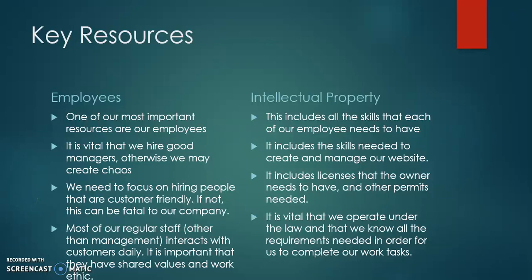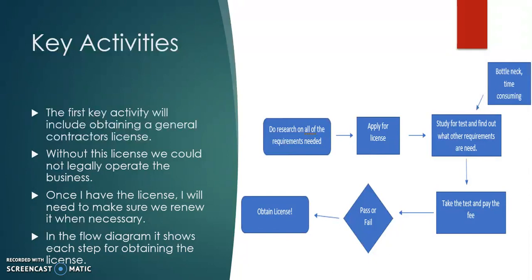We will continue here. So it's vital to have that intellectual property and to operate under the law, and that we know all the requirements needed in order for us to complete our work tasks. Here are key activities. The first key activity we will focus on is to include obtaining a general contractor's license. Without this license, we could not legally operate the business. Once I have the license, I will need to make sure we renew it when necessary.